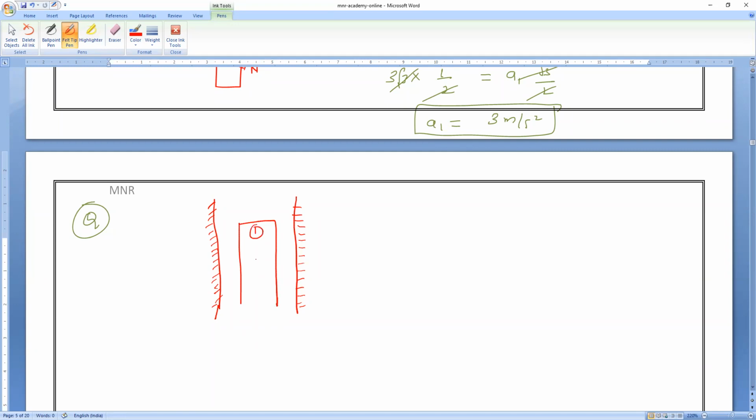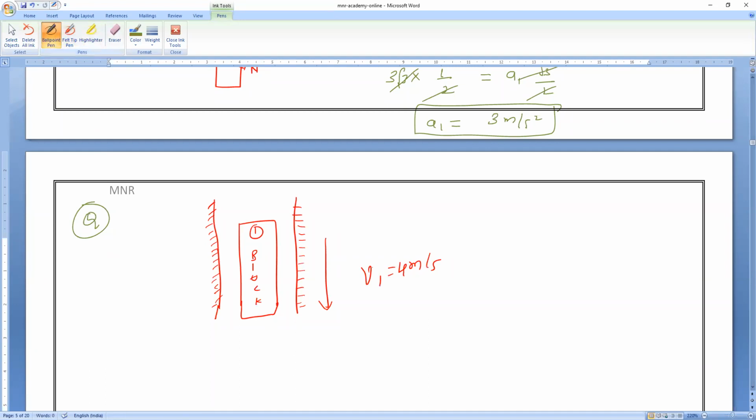So there is a block, which is actually going downwards, pressing downwards, with the velocity of V1 equals 4 meter per second.